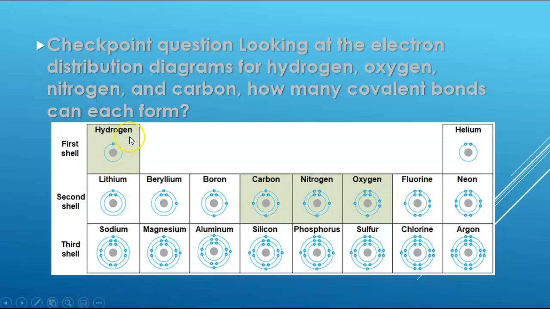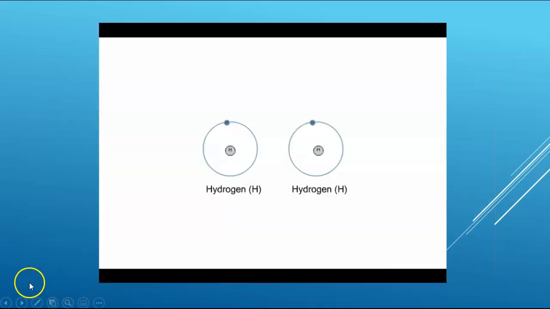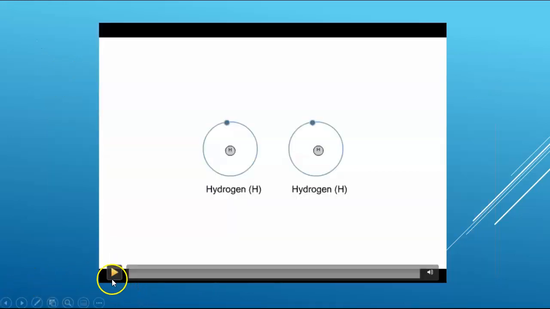All right, you should have been able to figure out that hydrogen has room for 1 more electron, so it can form 1 bond. Carbon has 4 electrons in its outermost level, so it has room for 4 more, meaning it can form 4 bonds. Nitrogen has 5 electrons, meaning it has room for 3 more, so it can form 3 bonds. And oxygen has 6, meaning it has room for 2 more, meaning it can form 2 bonds. All right, let's watch a little video about how covalent bonds form.